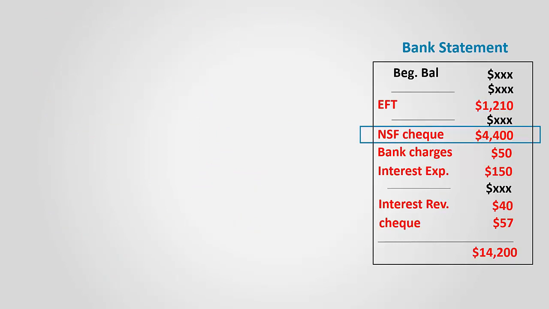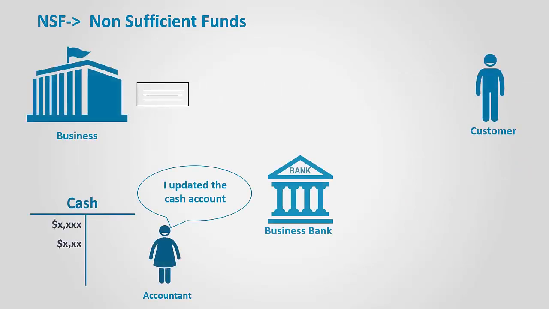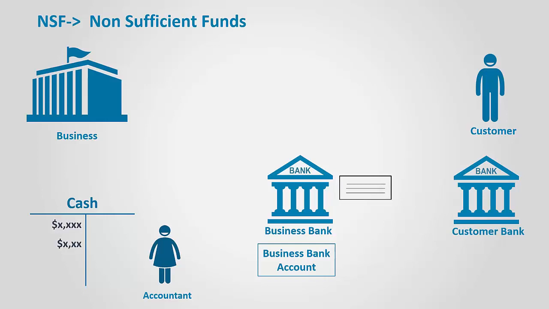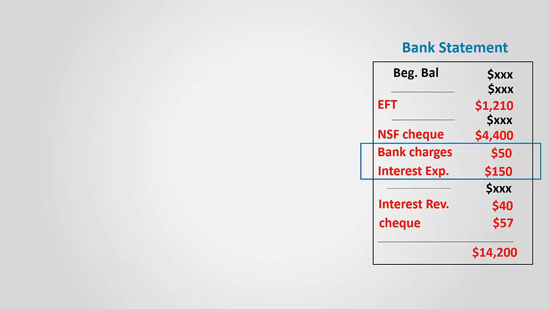Non-sufficient funds, or NSF. Assume that the business receives a check from a customer. The accountant adds it to the cash balance by debiting the cash account and deposits the check in the bank. The bank attempts to collect the check from the customer's account, but the balance is not sufficient. The bank deducts the amount from the business bank account and reports it as an NSF check. The accountant knows this information only when the bank statement is received, and hence the cash balance in the books is not updated.